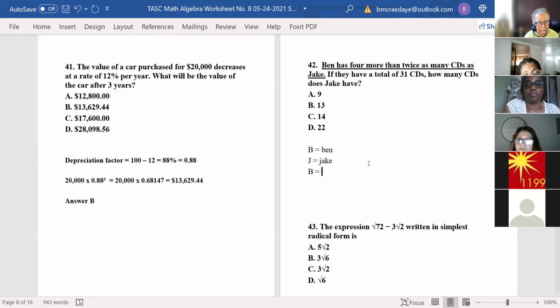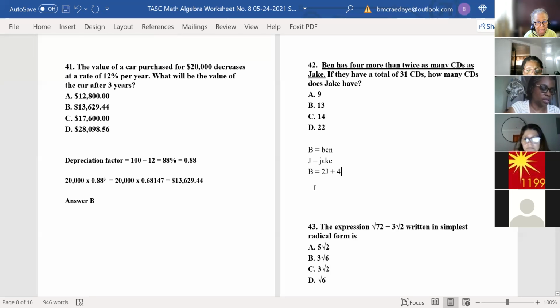Twice as many is 2 times, right? Yeah. So it would be 2J plus 4. Okay. 4 more than twice. 2J is twice, 2 times J, plus 4 is 4 more than. Everybody follow? Yeah. Twice as many as Jake is 2 times J. 4 more than, add 4 to it, right?